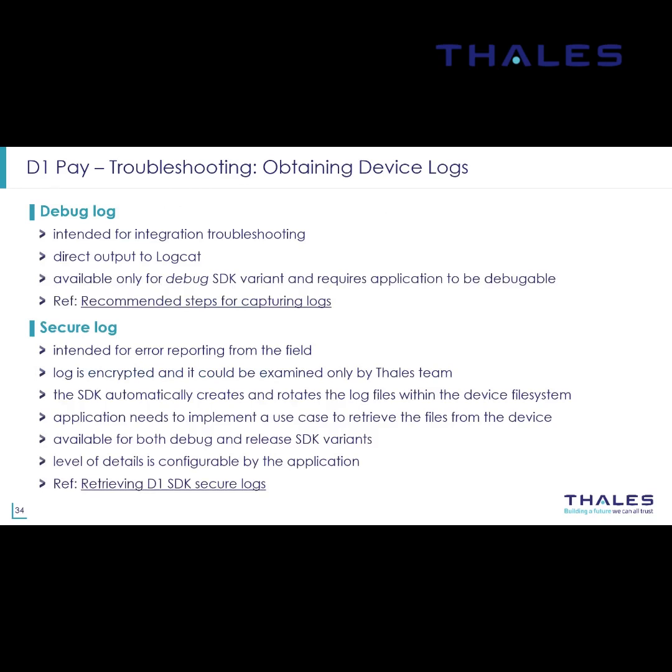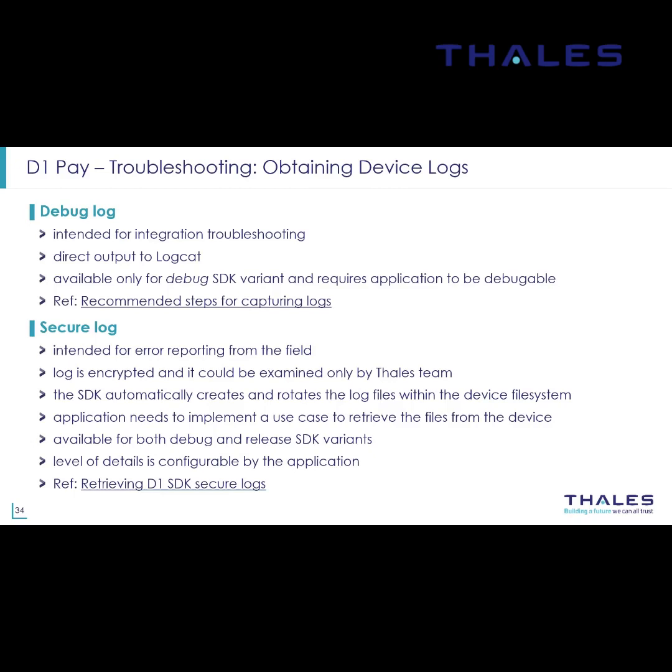Troubleshooting, obtaining device logs. To obtain the device logs, we first have to determine in which mode the SDK is currently running. There is debug and production mode. In debug mode, the SDK will allow direct output to the logcat in case of Android or console on iOS to show all API calls, data received and success and error messages. We will usually request these logs during the onboarding phase where you integrate the SDK into your application and go through testing milestones to verify the correct functionality.